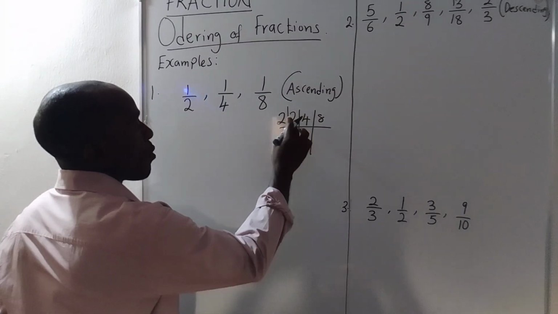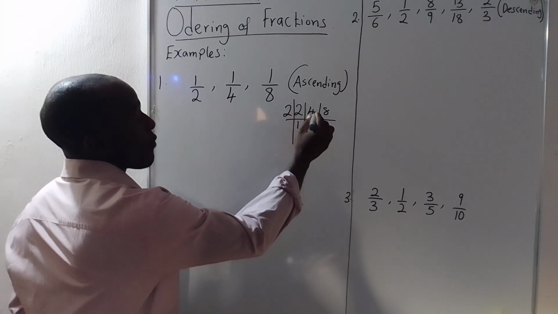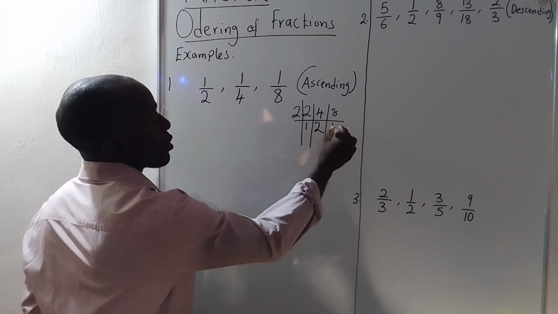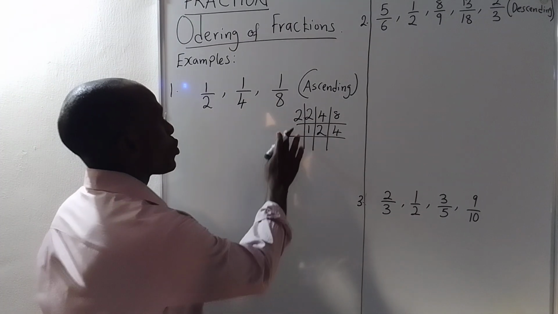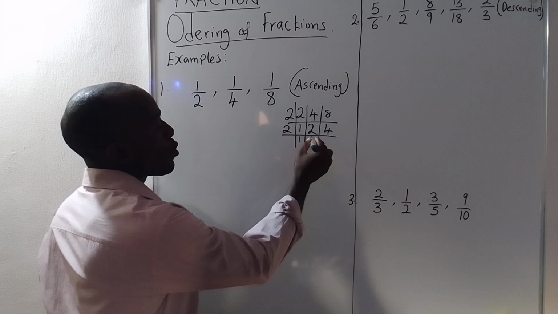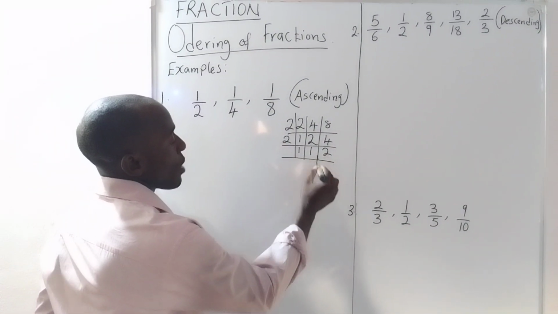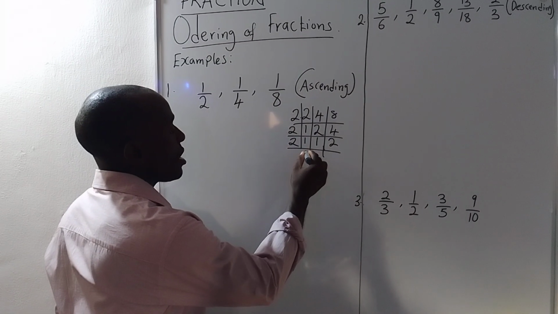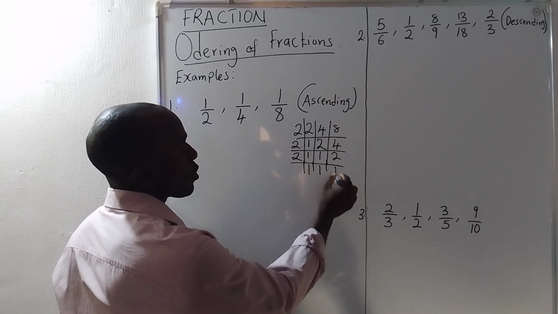We start by 2, because 2 here is an even number. 2 divided by 2 is 1. 4 divided by 2 will give us 2. 8 divided by 2 will give us 4. We have an even number as well, so we can still use 2. We bring down our 1. 2 divided by 2 will give us 1. 4 divided by 2 will give us 2. 2 is also an even number, so we repeat our 2 here. Here becomes 1. Here becomes 1. 2 divided by 2 is also 1.